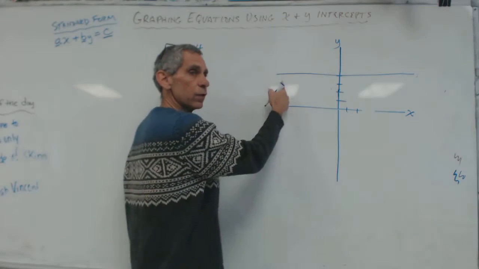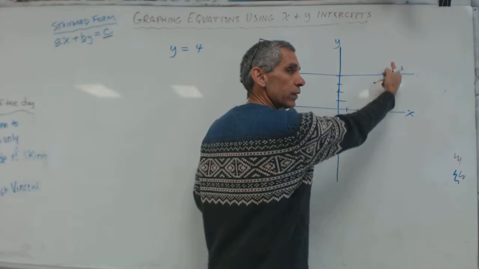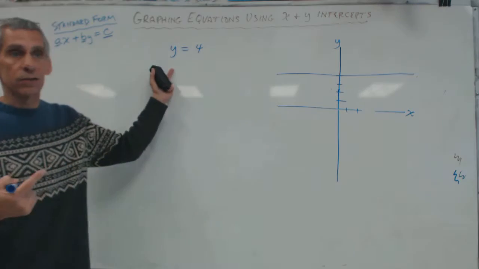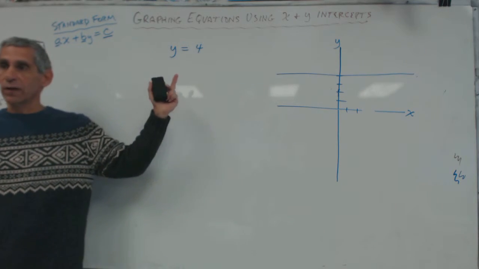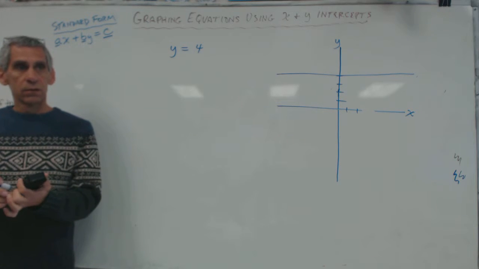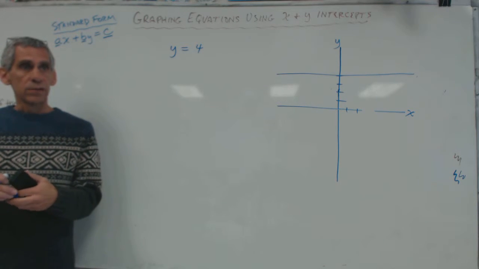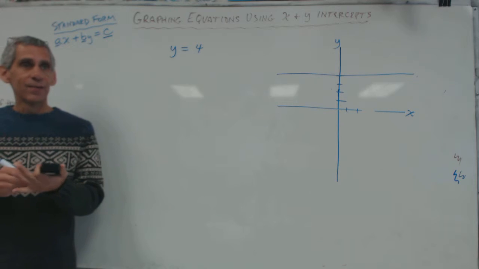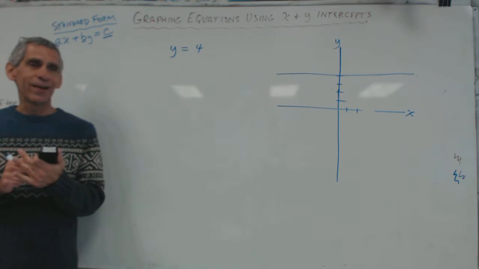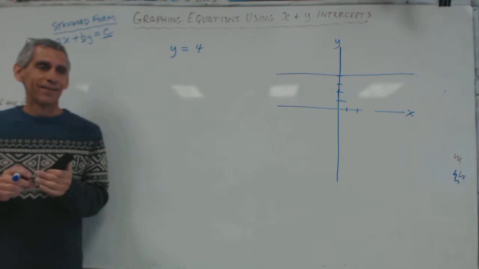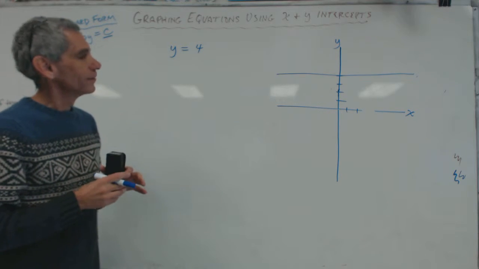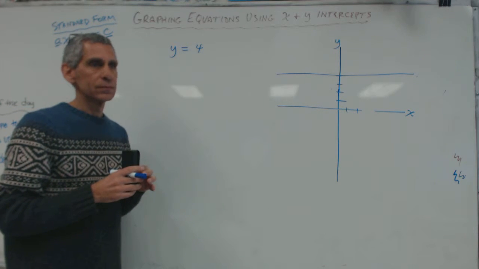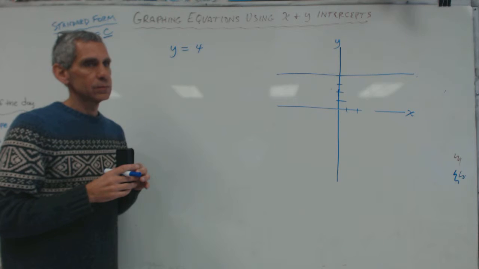If I was over here, y is 4. If I was here, y is 4. If I was here, y is 4. It doesn't matter what x is. Y could care less what x is. Y is always 4. So why can't you get a horizontal line otherwise? I can't figure that out. Let me think. Nobody's ever asked me that question. I'll have to think.